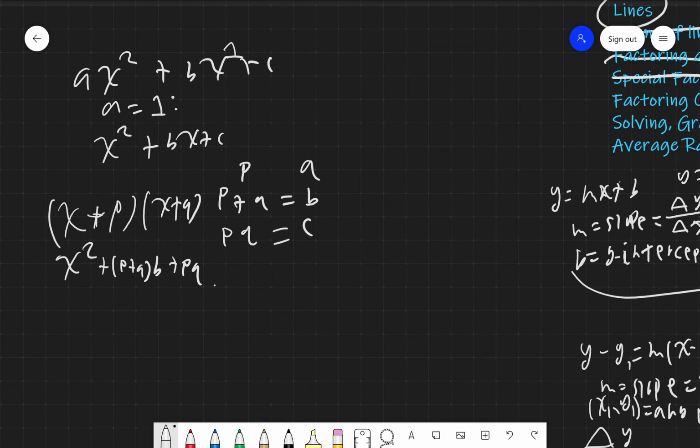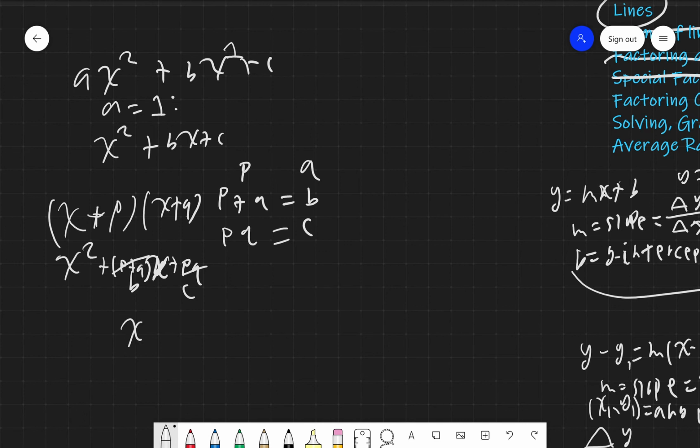Now, when you factor it, you'll get x plus p times x plus q. And if you multiply that out, you get px plus qx, but you can factor out an x to get p plus q times x by the reverse distributive property. So because p plus q equals b and pq equals c, we have x squared plus bx plus c, where we began. Cool. So now you just have to do that.